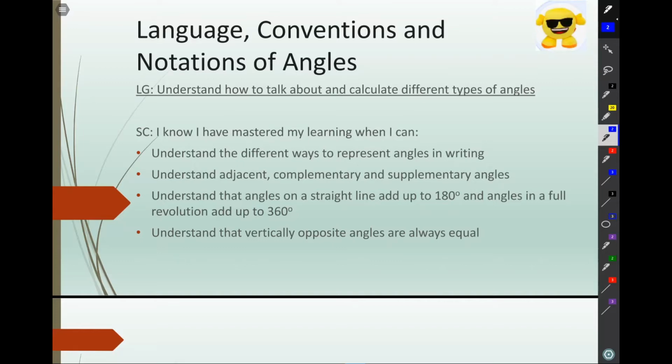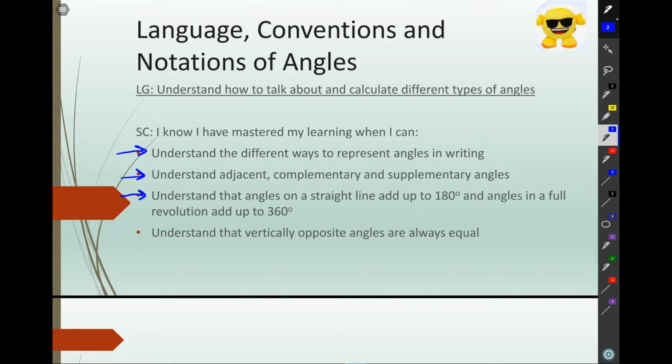Alright guys, Mr. Stevens back here with our last lesson in our set of lessons introducing angles. Now, we've already well and truly been over these first 2 points, and we started looking at this third one a little bit in the last video. We're going to finish that off, and we're going to look at the last one today.